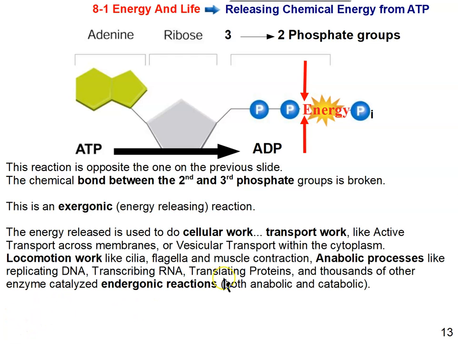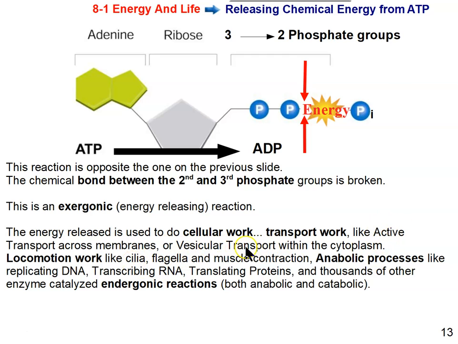So the energy that's released is what's available then to do cellular work. And all the rest of this, I know this looks like a lot. I just wanted to give you a lot of examples of what we mean by cellular work. There's transport work to be done, like active transport. And remember, active transport is called active transport because it requires cellular energy. It requires ATP, if you'll recall from back when we were studying transport across plasma membranes.